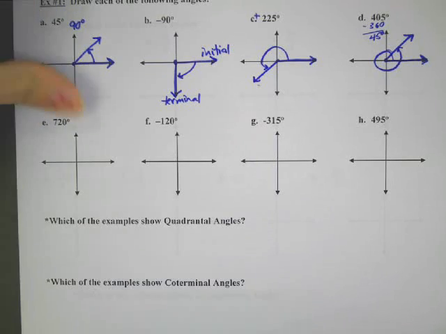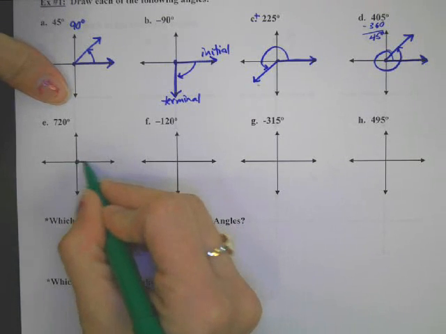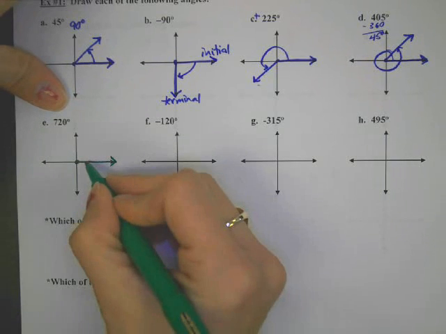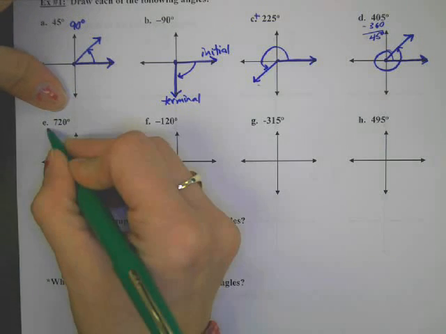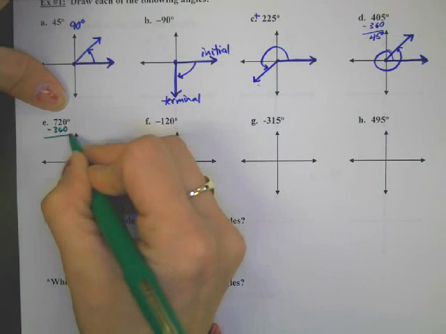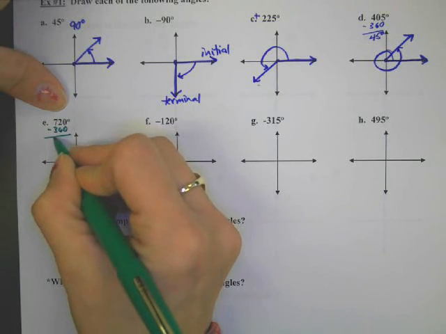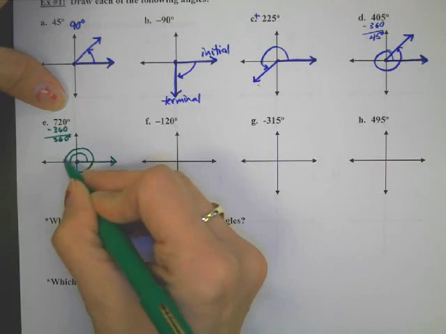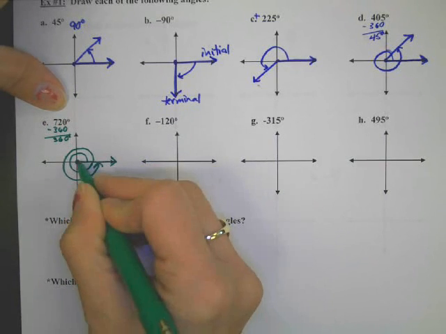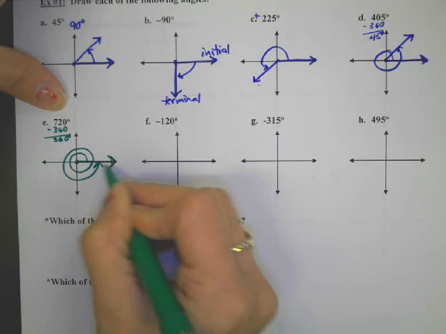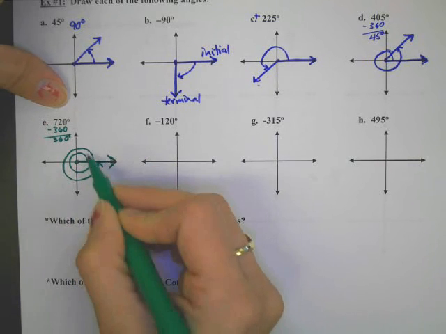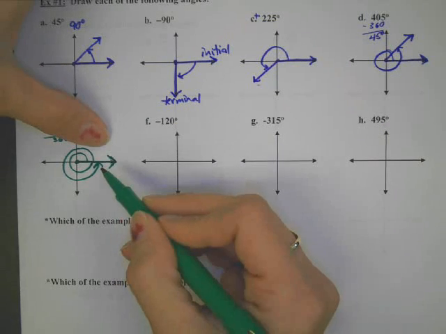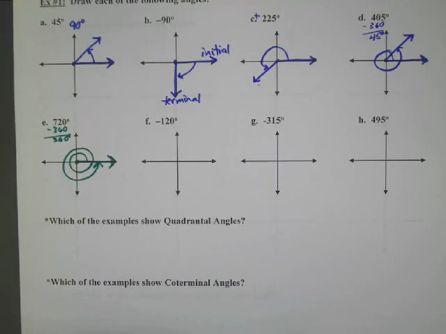Question E, 720. Okay, initial ray goes on the positive x-axis. 720 is really large. I know I'm going to swing all the way around once. If I subtract 360 from that, that leaves me with another 360. Okay, let's do it again. Swing around again, and the terminal ray is in the same spot. So a 0-degree angle is the same as a 360, which is the same as a 720. Your initial ray is on top of your terminal ray.